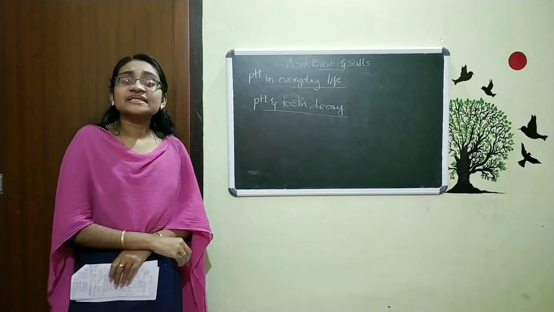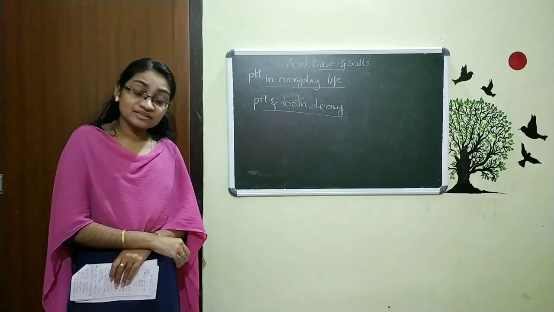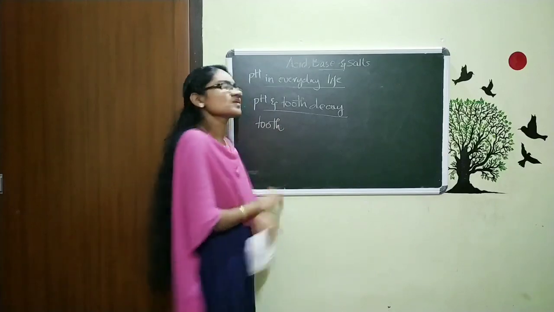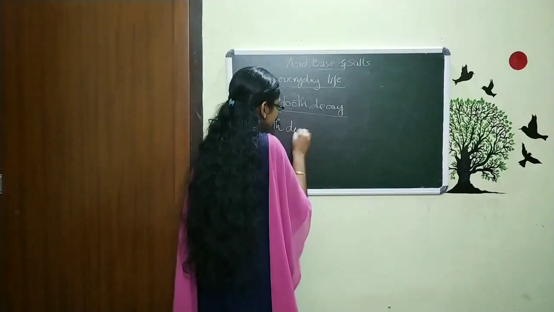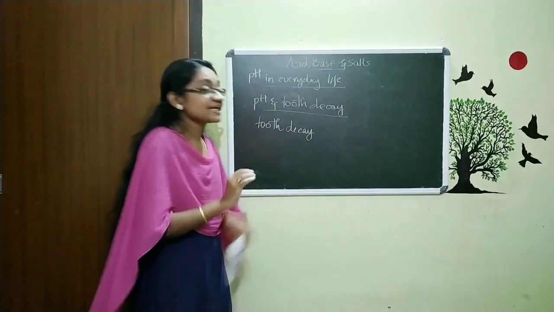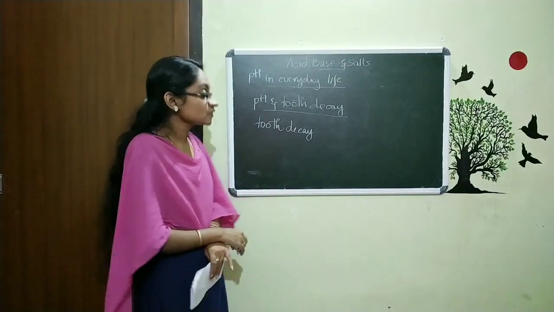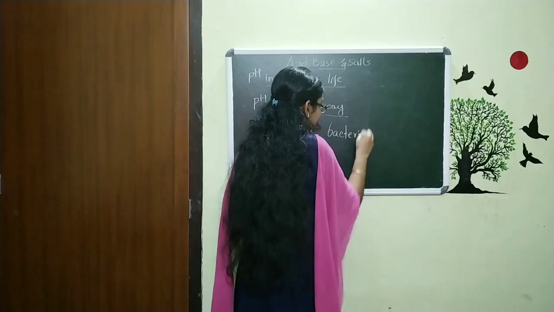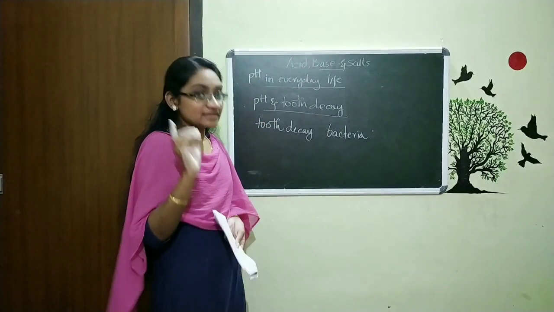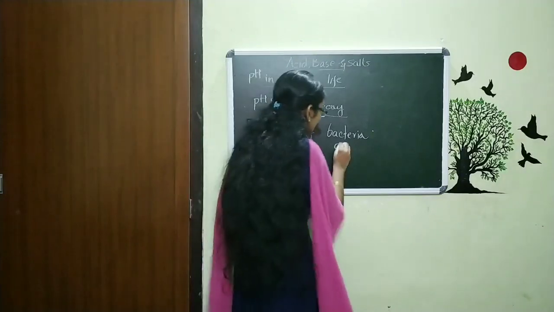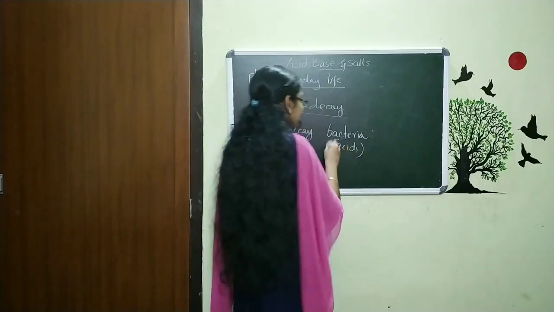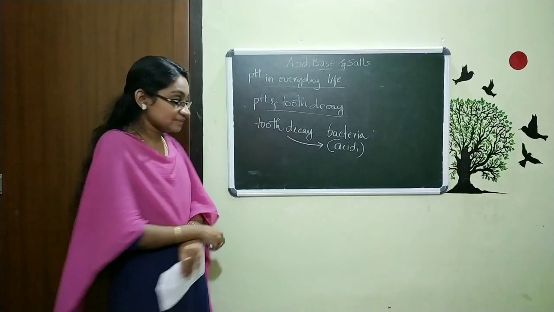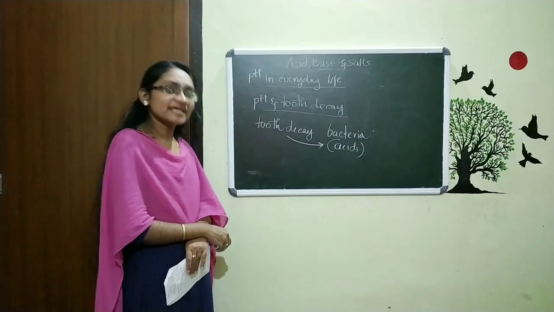What causes tooth decay? Is it acid or base? Tooth decay is caused by some sort of bacteria, and this bacteria is producing some sort of acids. We can say this tooth decay is because of the production of the acids. That means the tooth decay is caused by acids.